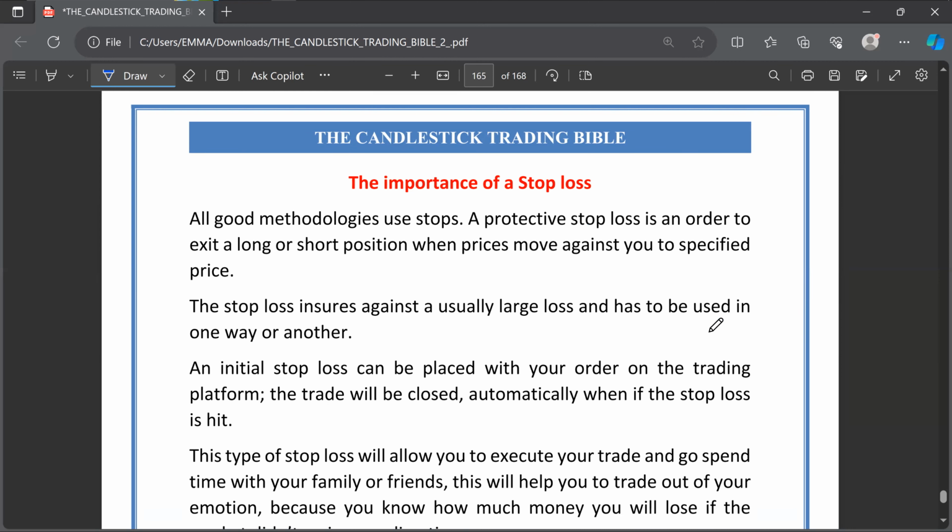Now, importance of a stop loss. What is a stop loss, right? All good methodologies use stop loss. Every good trader uses stop loss. It's very important, because it is the stop loss that is going to automatically cut your losses, so that you don't end up losing all your money, right? So you put a stop loss to say that if the position that you want to enter is not going to go in your direction, then when it happens that way, you are risking an amount of money which you are ready to lose.